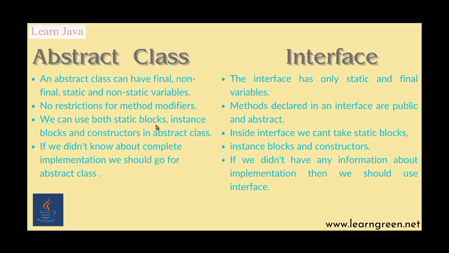Hi friends, let's learn about the difference between abstract class and interface. An abstract class can have final, non-final, static and non-static variables, whereas the interface has only static and final variables. No restrictions for method modifiers in abstract class, whereas in interface, methods declared in an interface are public and abstract.